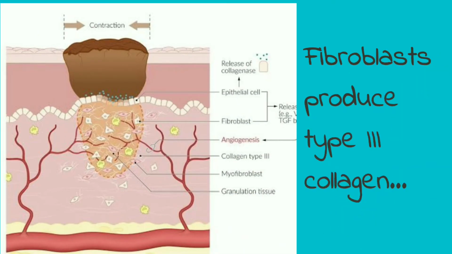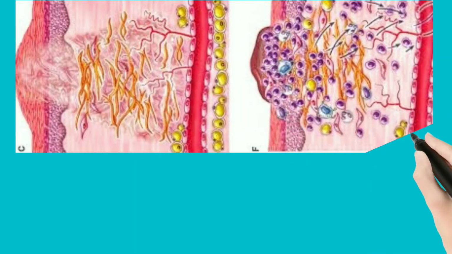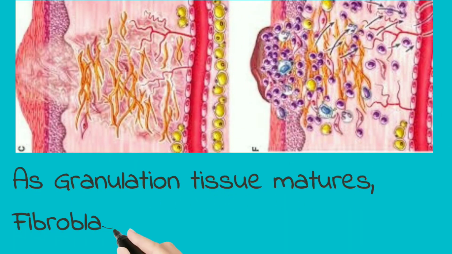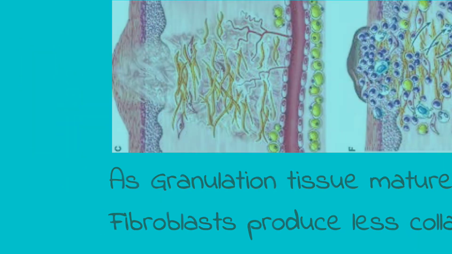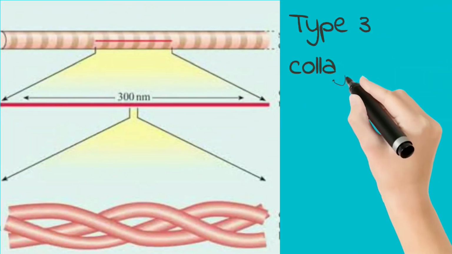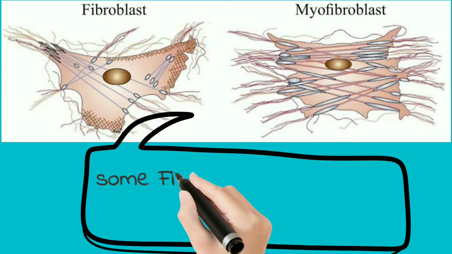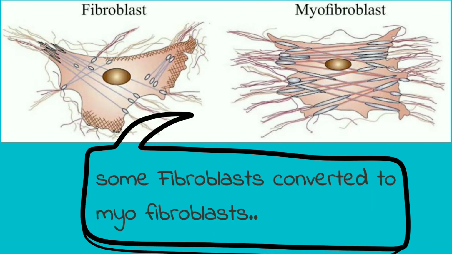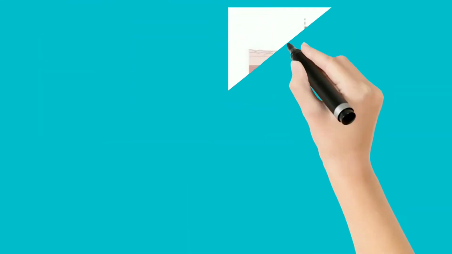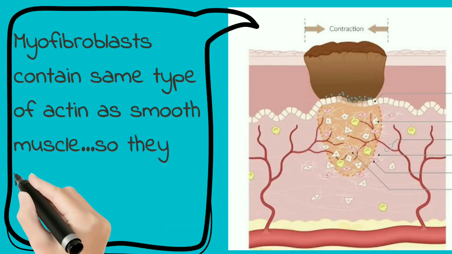As granulation tissue matures, the fibroblasts produce less collagen and become more spindly in appearance and are converted to strong type 1 collagen. Some fibroblasts mature into myofibroblasts, which contain the same type of actin present in smooth muscle, which enables them to contract, and this helps to reduce the size of the wound.